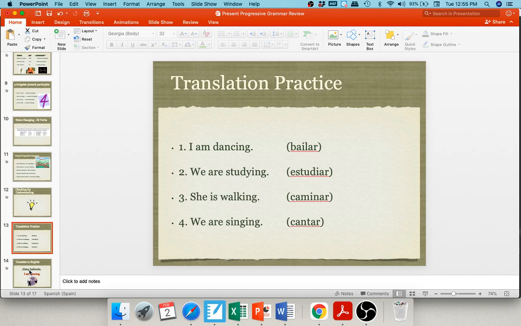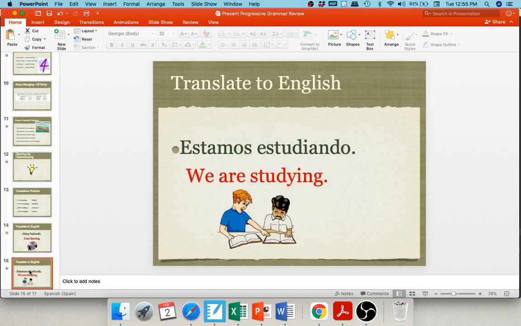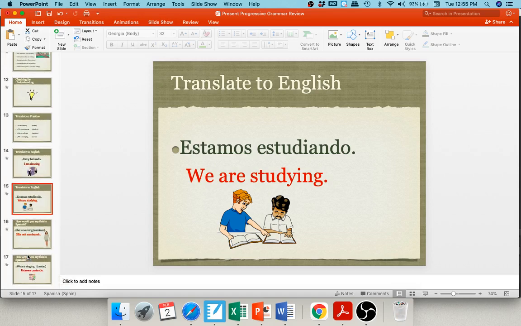Okay, now that you've had a second to try these, let's take a look. Number 2 tells us we are studying using the verb estudiar. So we're going to chop off that AR there. Since we are the ones studying, we should be using the nosotros form of estar, and we get estamos estudiando. The AR in estudiar became ando. Estamos estudiando.